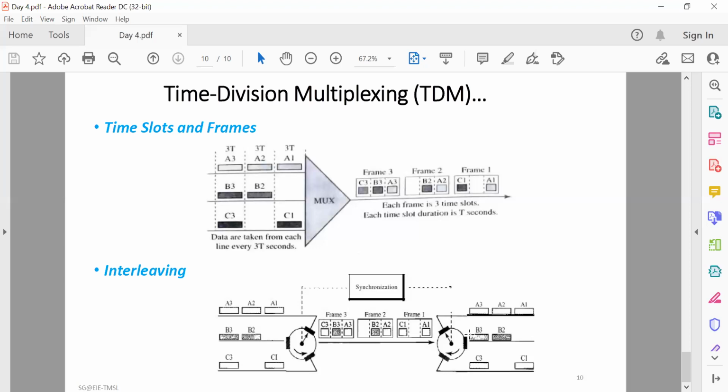Now on the demultiplexing side, as the switch opens in front of a connection, that connection has an opportunity to receive a unit from the path.